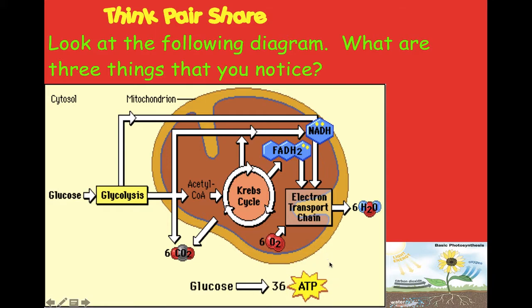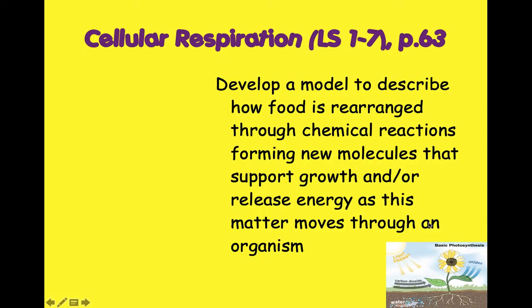The ATP is useful for reproduction. It's useful for moving things around and stuff like that. So the ATP is like the currency or the cash of the cell. So the more ATP you have, the more energy the cell has to do what it needs to do. Okay. So on page 63, let's continue our notes. This is cellular respiration, LS1-7. As you can tell, it's all about how chemical reactions can provide energy for your cells.